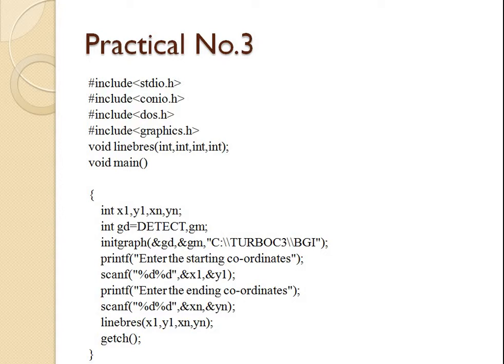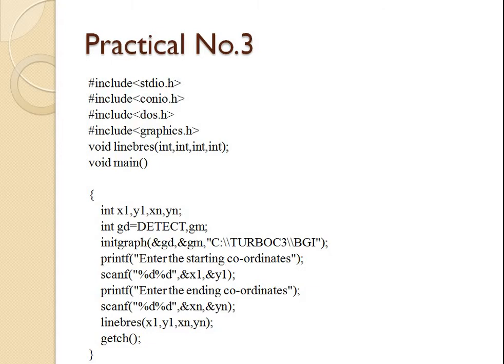By using this graphics driver, the program automatically detects the graphics driver and uses that driver. So gd is equal to detect, and gm, the graphics mode, we first initialize, and after that initgraph is used. The initgraph function is used to initialize the graphics driver and graphics mode, that is, gd and gm.